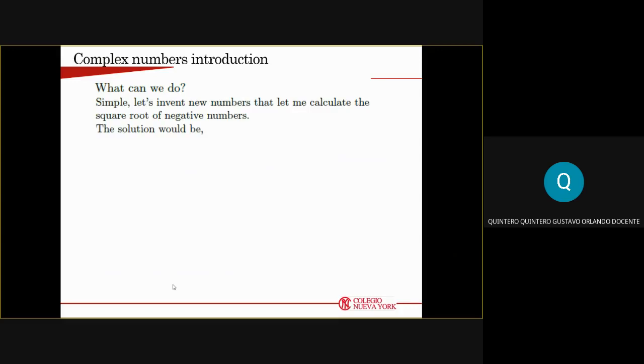Mathematicians realized this thing, the little i. They realized that, so we are going to invent new numbers. That, teacher, is what they did.